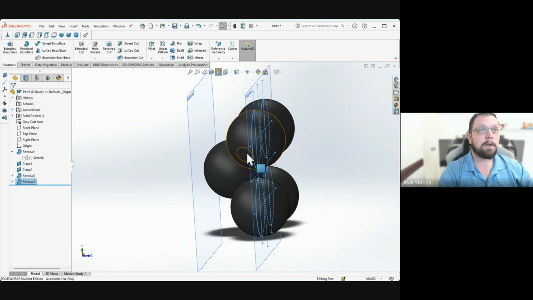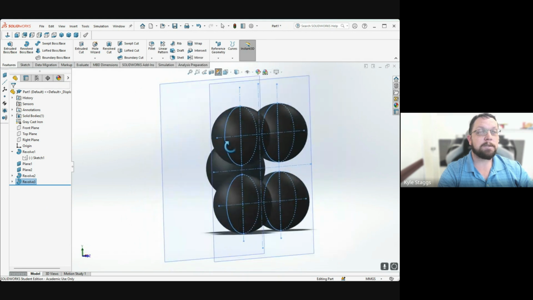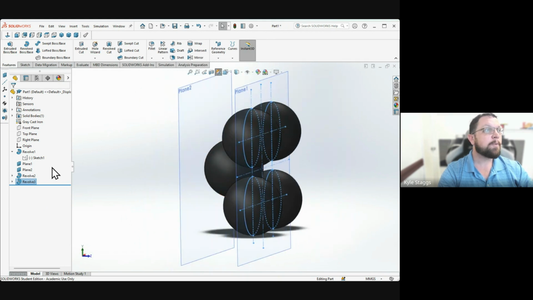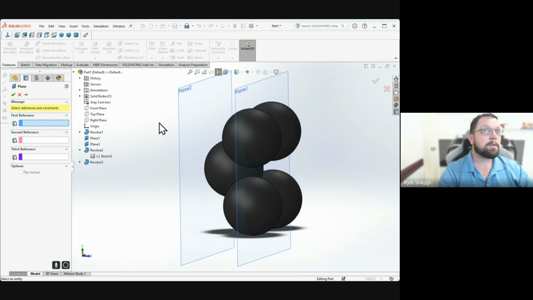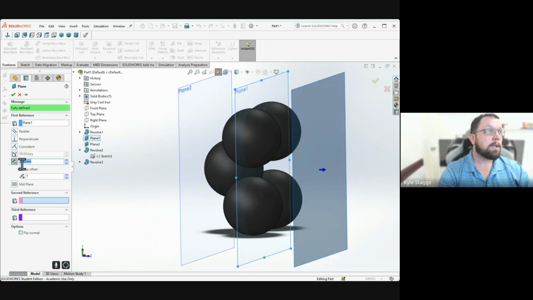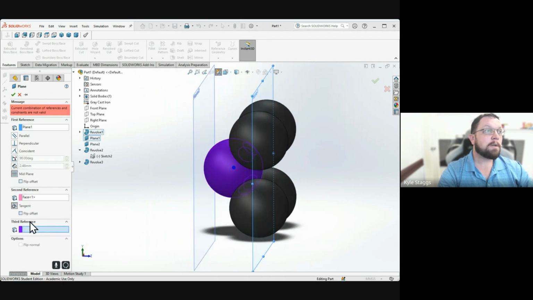We'll hide these other planes and some of the other gibberish here in just a second, because we want to be able to see these very clearly in what they're doing. So now we want to do our mirror entities. And before we do that, we need one more reference plane, and we need a mid plane. It's going to be easiest to do.